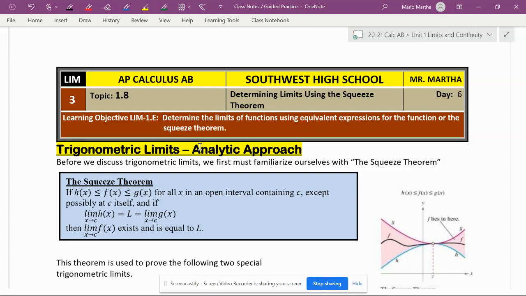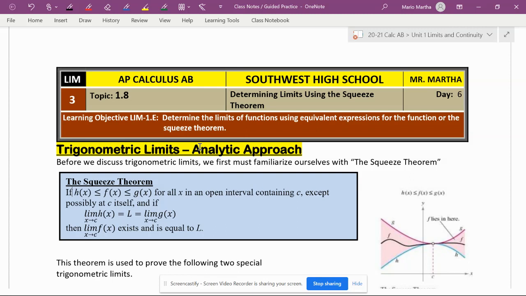The squeeze theorem: if h of x is less than or equal to f of x, which is less than or equal to g of x, for all x in an open interval containing c, except possibly at c itself, and if the limit as x approaches c of h of x is equal to L, and the limit as x approaches c of g of x is equal to L as well, then the limit as x approaches c of f of x exists and is also equal to L.